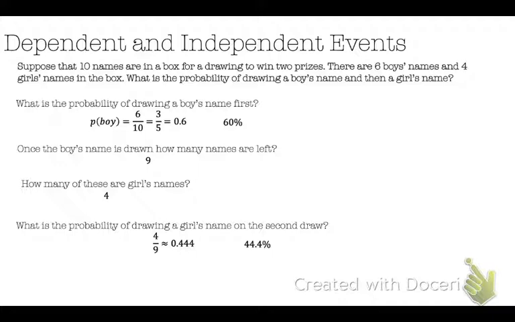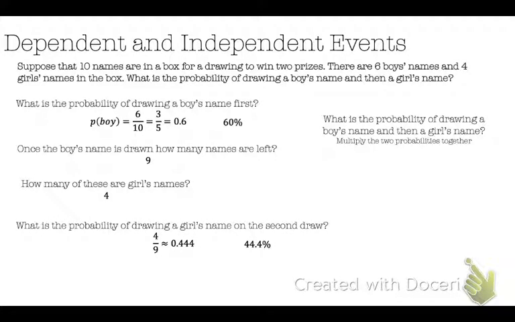So what is the probability of drawing a boy's name and then a girl's name? Well, we could just multiply those two together. So we do 3/5 times 4/9, which is 12 out of 45, which is about 0.267. So there's a 26.7% chance that we'll draw a boy's name and then we'll draw a girl's name.